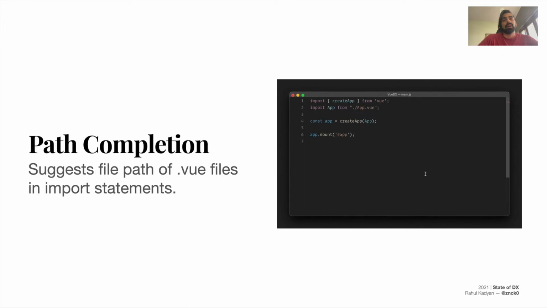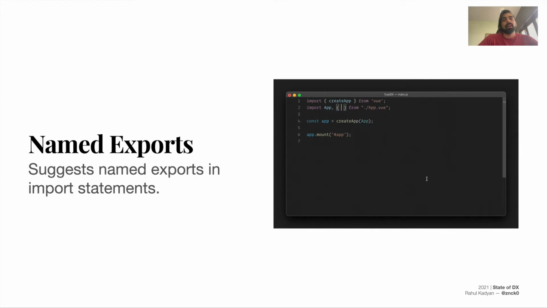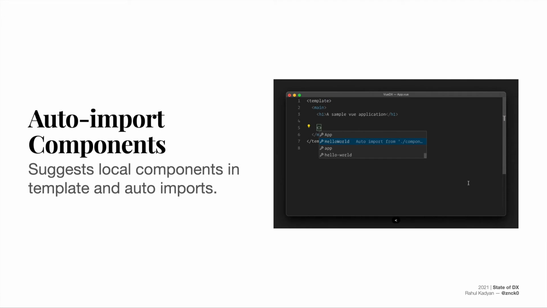Then it also has path completions. So if you start typing in an import statement source, it will provide suggestions for .vue files. It provides suggestions for named exports from .vue files. It also suggests component names from local directories and auto imports when you accept the suggestion. It auto imports named exports from Vue files in JavaScript or TypeScript files. You can use the quick fix feature of VS Code to get that.